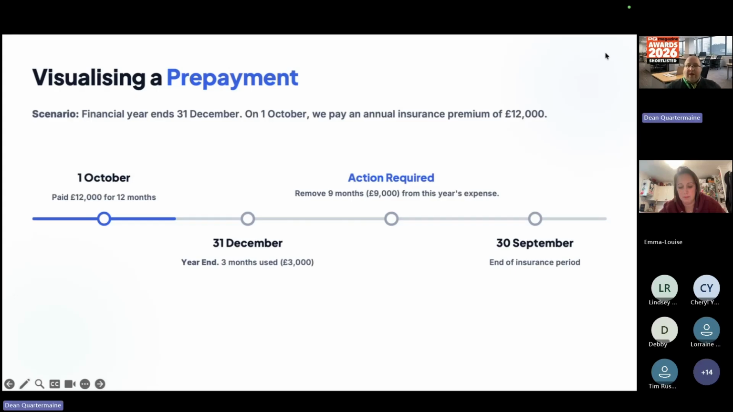What you're required to do then, the action that's required, is to remove 9 months worth of expense from this year, and prepay that into the following year. So it's just about understanding the bit that belongs in this period and the bit that belongs in the next period. The bit that belongs in the next period doesn't belong in this period, needs prepaying out.